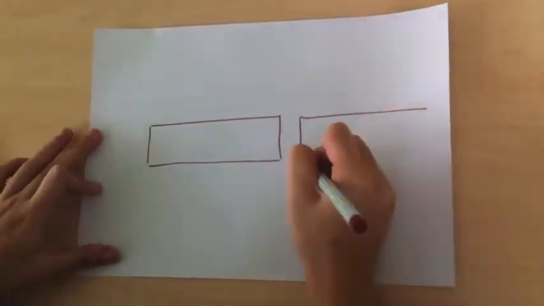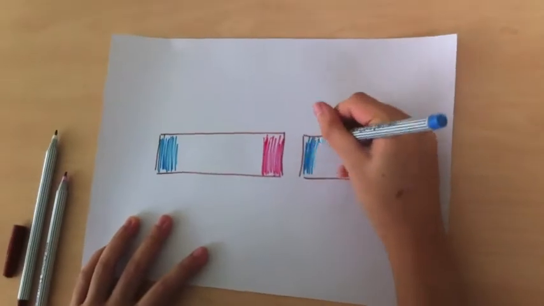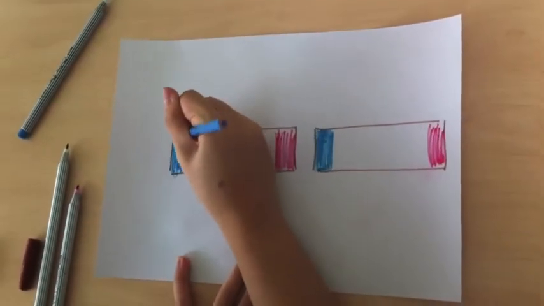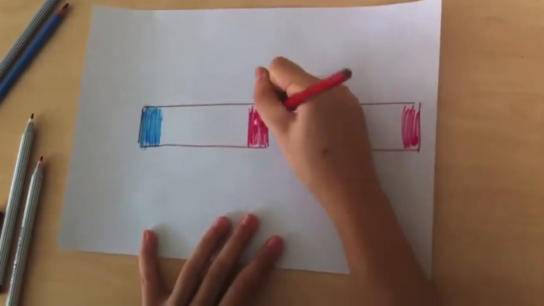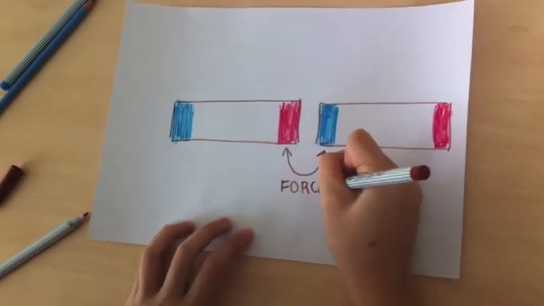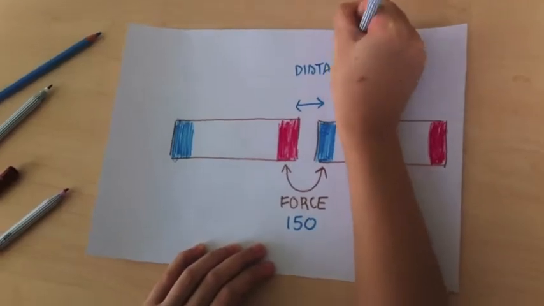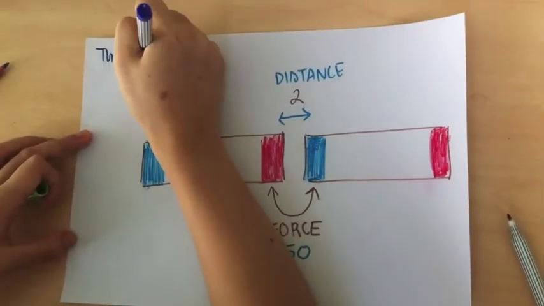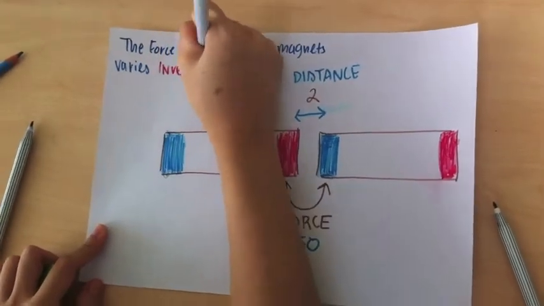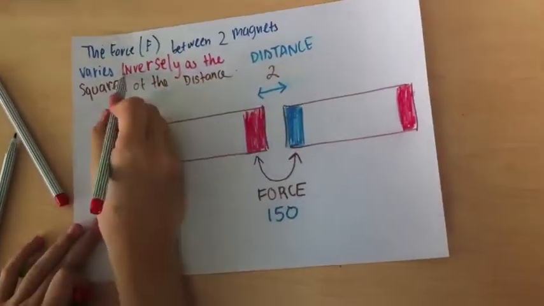Now on to another example. So you have two magnet bars, north and south. North pole is red and south pole is blue, like the French flag. And on the magnets, of course, you have force. And the force is 150 and the distance is 2 centimeters. The force between two magnets varies inversely as the square of the distance.